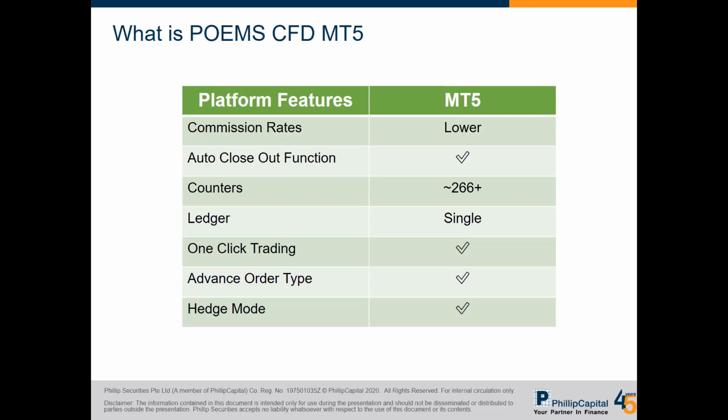MT5 is famous for its one-click trading. It is buying and selling just by clicking on the button, just by one click lah. Just by clicking on the buy or sell and setting the quantity, the order will be executed. Very convenient and easy to use. Whereas for advanced order types, there are more order types, and it allows you to set your stop loss and take profit at the same time. And lastly, you will be able to use hedge mode. You are able to take on long and short positions at the same time.